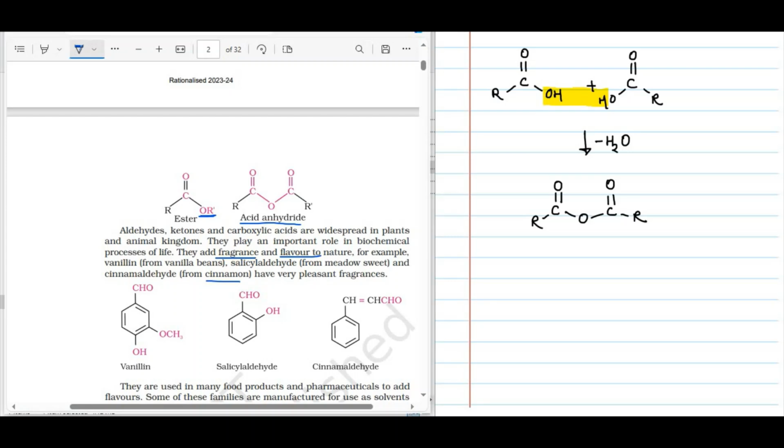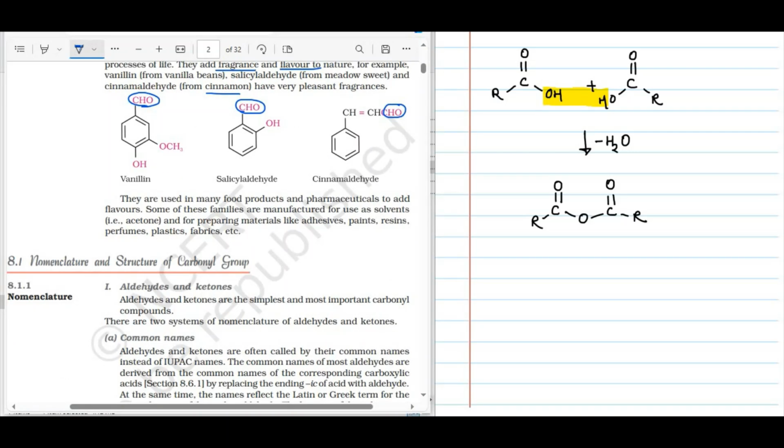pleasant fragrance. This is the structure of vanillin, in which an aldehyde group is present. This is the aldehyde group, this is an alcohol group and this is an ether group. In salicylaldehyde, this is the aldehyde group and here a hydroxy group is there. In cinnamaldehyde, this is the aldehyde group, which is bonded to a vinyl carbon.